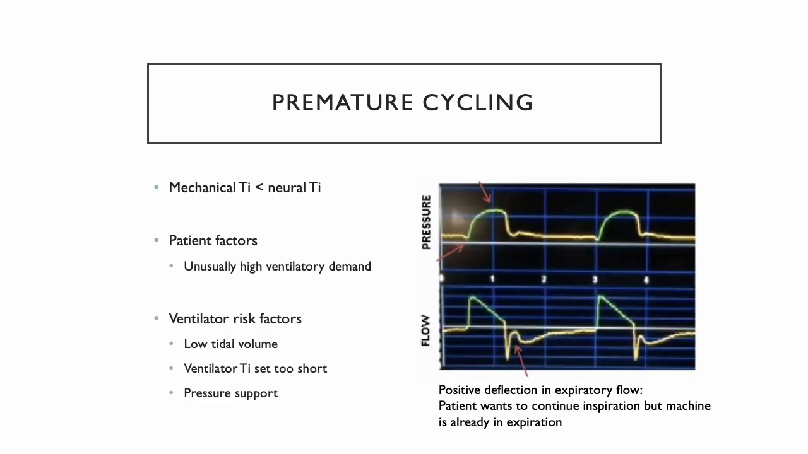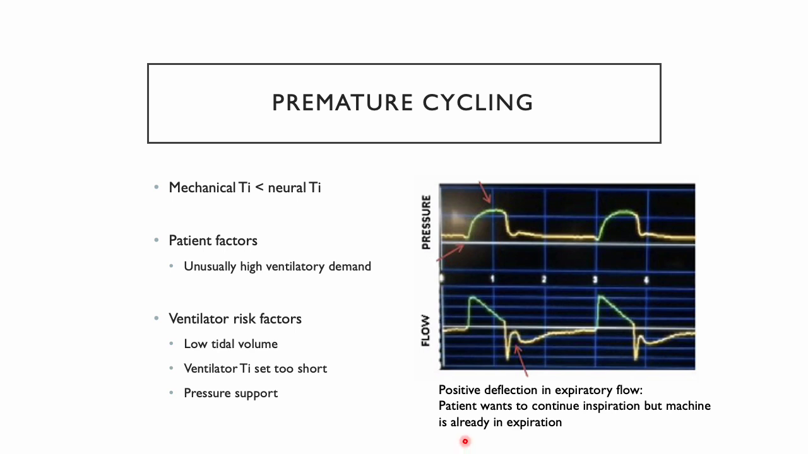The next dyssynchrony is also a result of a mismatch between machine inspiratory time and the neural inspiratory time of the patient. In premature cycling, the machine cycles off into expiration even though the patient wants to continue breathing in. This means that the inspiratory time of the machine is lower than the inspiratory time of the patient. And why this happens is that either the patient has a very high ventilatory demand, or that on the ventilator we set a low tidal volume, we set a short inspiratory time, or the patient is in pressure support mode.